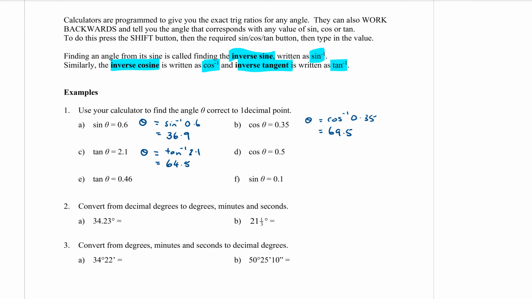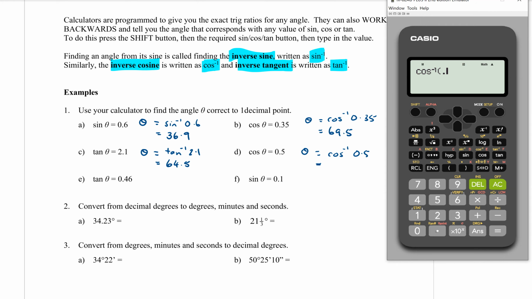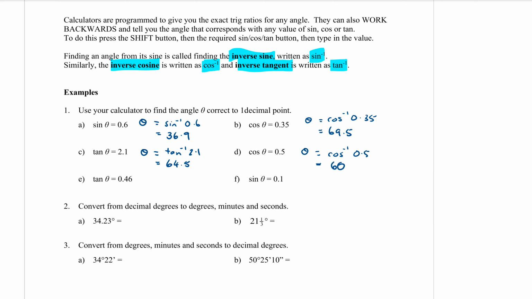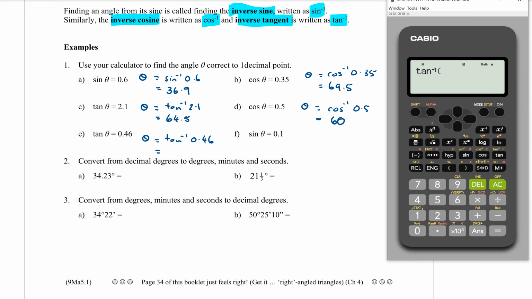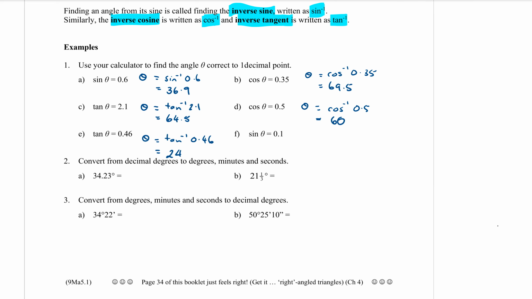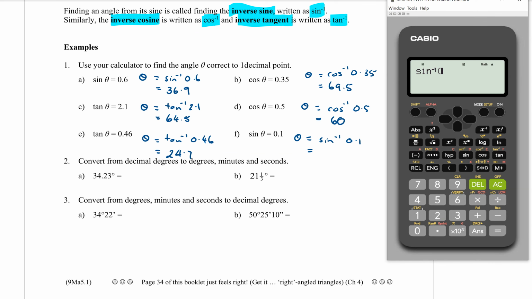And we have a few more of these, so the next one, cos theta, so theta is going to be inverse cos of 0.5. So that's exactly 60 degrees. We don't need to do any rounding there. E is tan theta, so theta is going to be equal to inverse tan of 0.46. So 24.7. And one last one, that's sine theta. So theta is going to be equal to inverse sine of 0.1. That's 5.7.